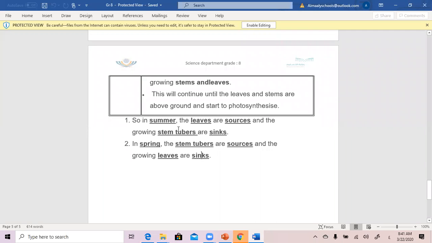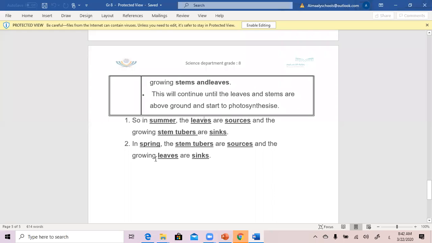I will repeat another time. You remember the sink and the source. In the summer, the leaf here is the source. But in spring, what is the source here? The source is the stem tubers. That is the source. In the summer, the sink is the growing stem tuber.